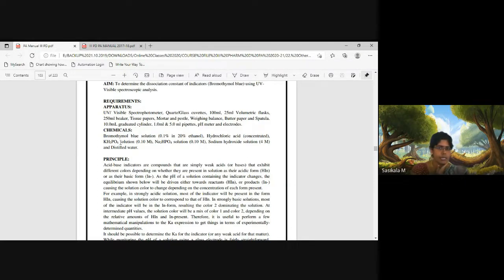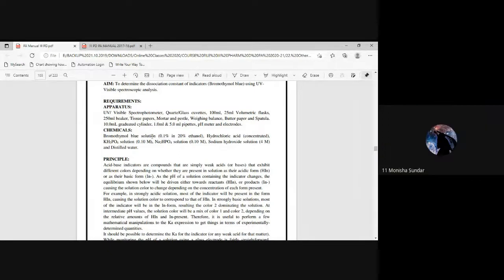Then what are the chemicals we require in this? Bromothymol blue. Getting my points now? Whether audio is clear? Okay.